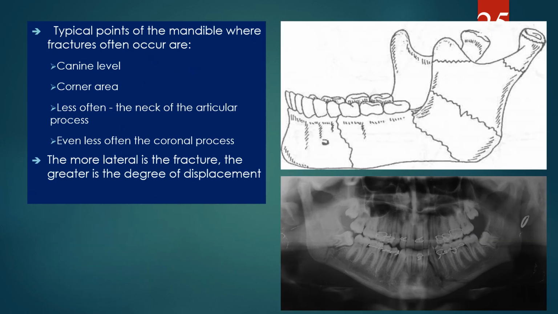Focal points of the mandible where fractures often occur are canine level, corner area, less often the neck of the articular process, even less the coronal process. The more lateral is the fracture, the greater is the degree of displacement. Here we can see again the orthopantomogram with the fracture lines at the level of canine and the corner area.